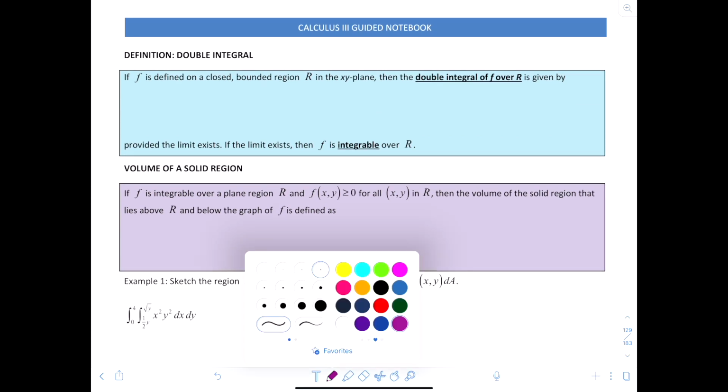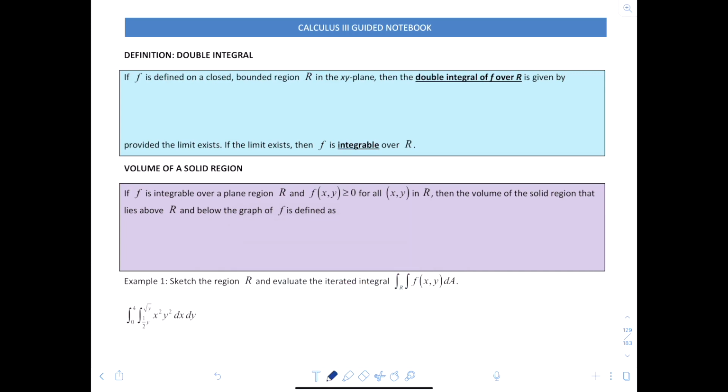Double integral. If f is defined on a closed bounded region R in the xy plane, then the double integral of f over R is given by.